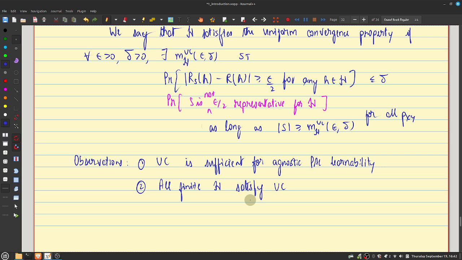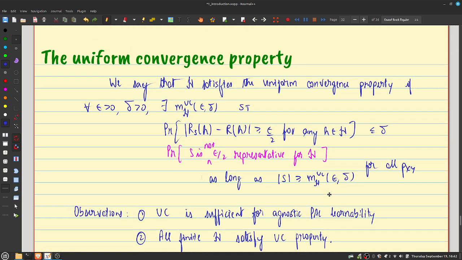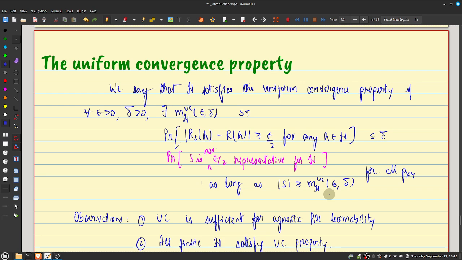This suggests that empirical risk is very nice. It's a nice estimate for all the hypotheses in your hypothesis class. It's not that it works only for some hypothesis. In fact, an H that satisfies the uniform convergence property is sometimes called a Glivenko-Cantelli class. Just a name.